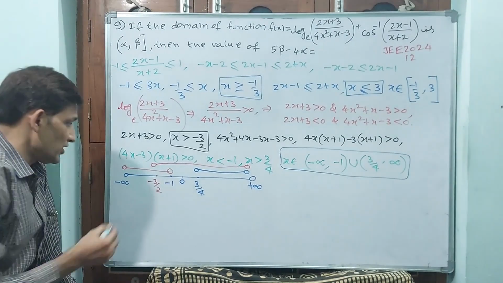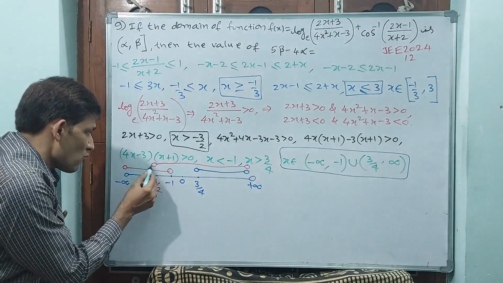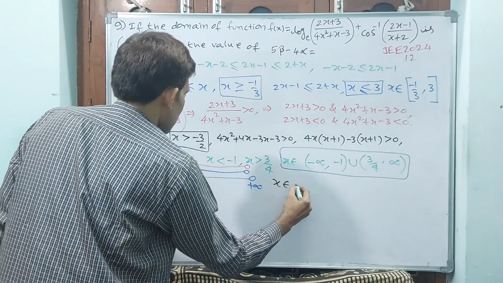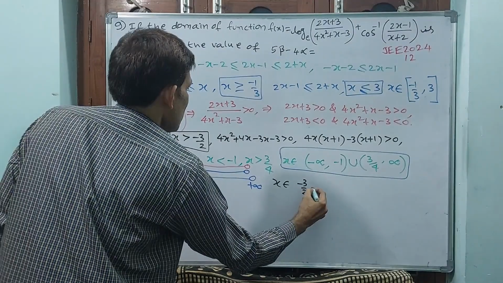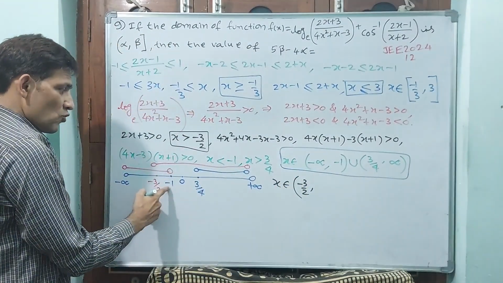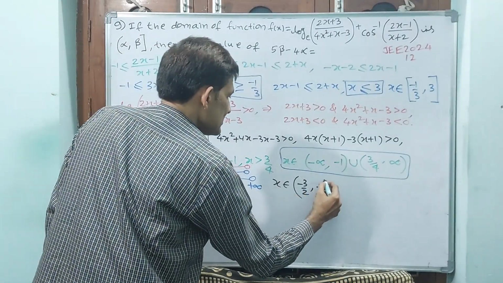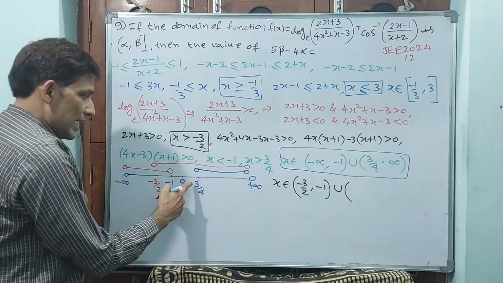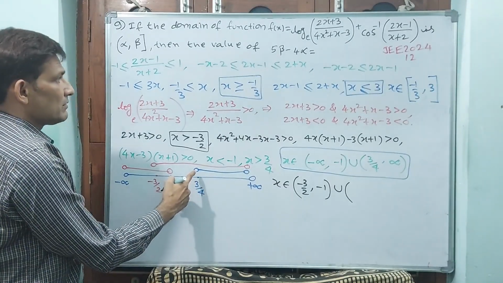Observe where it is common. See, I can say minus 3 by 2 open interval to minus 1 open interval combined. That means finally x belongs to minus 3 by 2 open interval to minus 1 open interval, union, again 3 by 4, also open interval only. Okay.